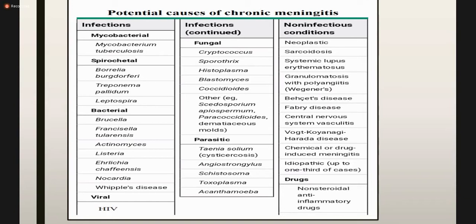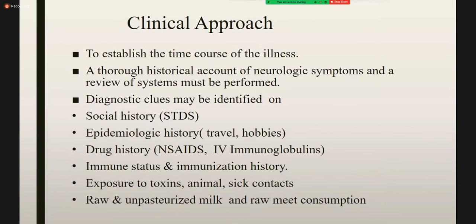In up to 1/3 of cases, idiopathic non-infectious conditions can be observed. Certain drugs like IVIG and non-steroidal anti-inflammatory drugs can also be a source of chronic meningitis. So you should think of these different non-infectious causes if you don't find any infectious etiology in a patient who is suspected to have chronic meningitis or meningoencephalitis.